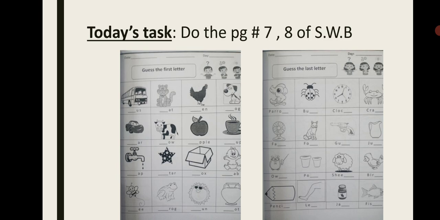So hurry up, take out your school workbook of English. Today we will learn about the missing letter.